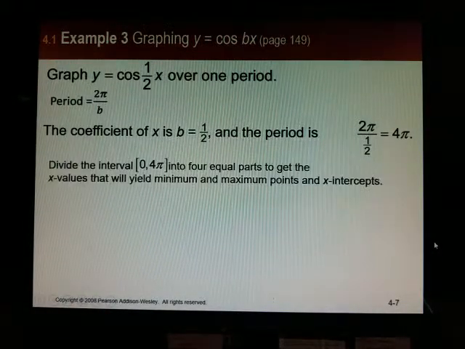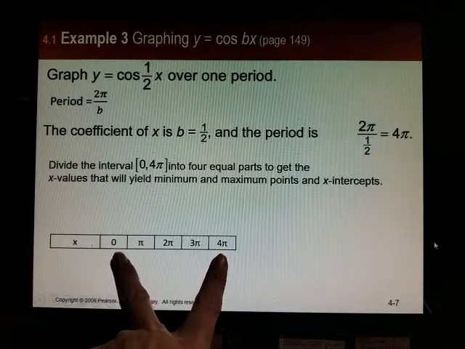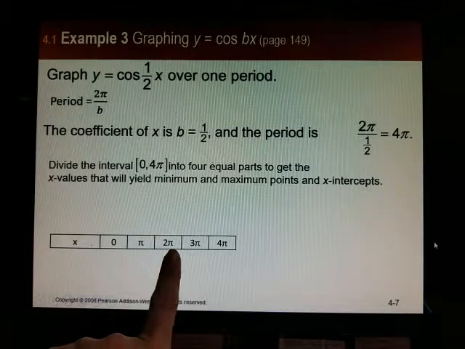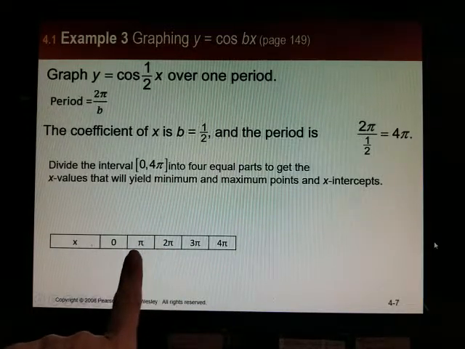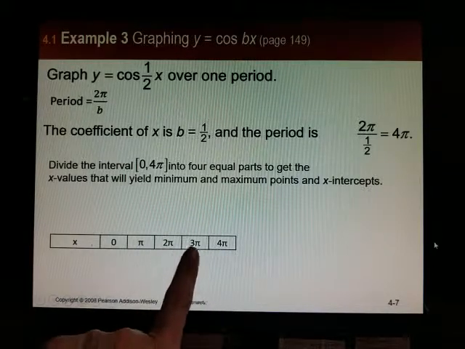All right, so once I've done that, 0 to 4 pi, again, I like to do the midpoint. So the midpoint from 0 to 4 would be 2, so there's 2 pi. The midpoint from 0 to 2 pi would be 1 pi. And the midpoint from 2 to 4 pi, you'd add them, that's 6 pi, cut in half, that'd be 3 pi.